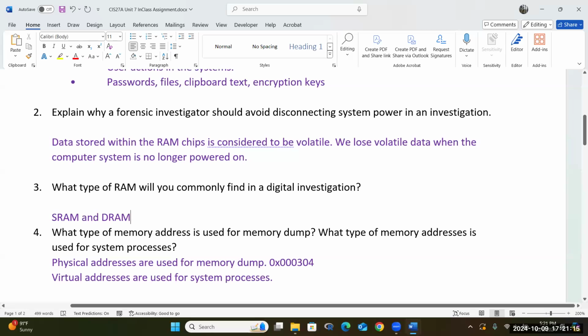Okay. What type of memory address is used for memory dump? We know that memory dumps refer to the physical address. Think of it like your home address for that street, right? And an example of it would be like this. You would see a hex value, right? We saw the hex value before, which is indicated as 0x. So when I say hex, right, all addresses are hexadecimal values. So let's think of it like this: the number on the right side here represents an address for a certain piece of information.